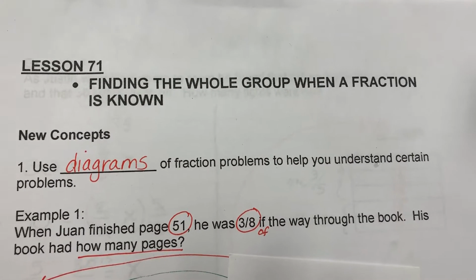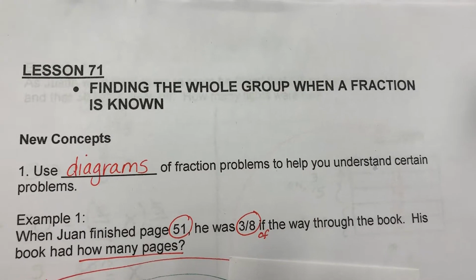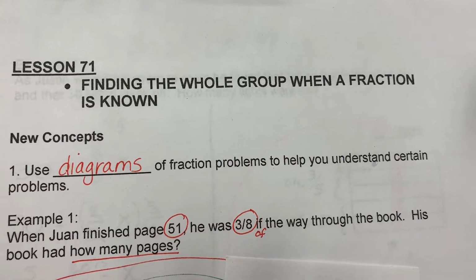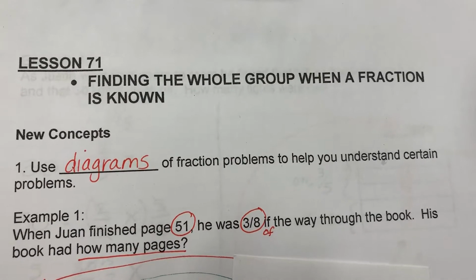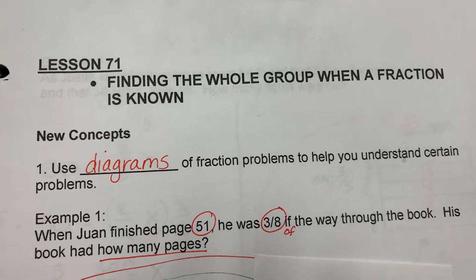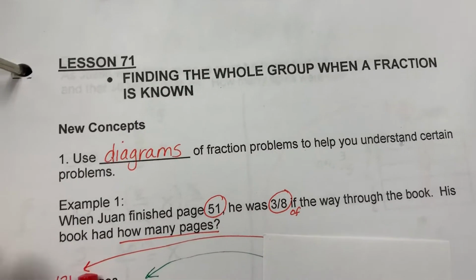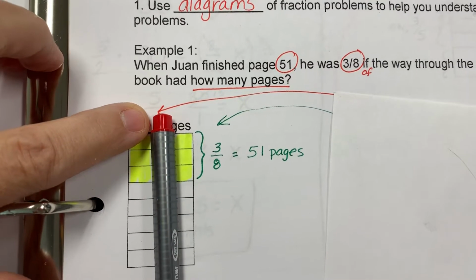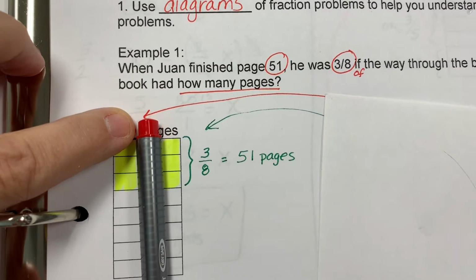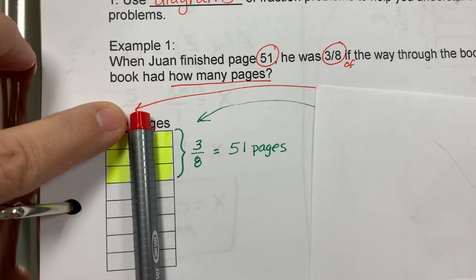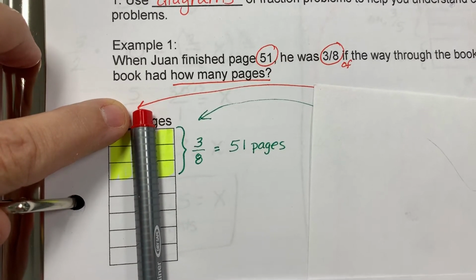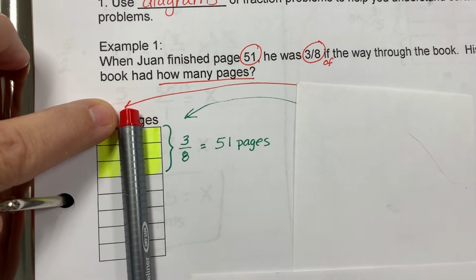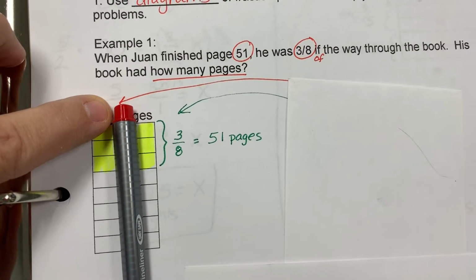And the first example is when Juan finished page 51, he was 3/8 of the way through the book. So his book had how many pages? So we're trying to figure that out. If I look at my diagram, I would notice that I could mark that 3/8 of the diagram was 51 pages. And then I would ask you, how do I know what each block is? So if that whole yellow block is 51, I would divide it by 3.